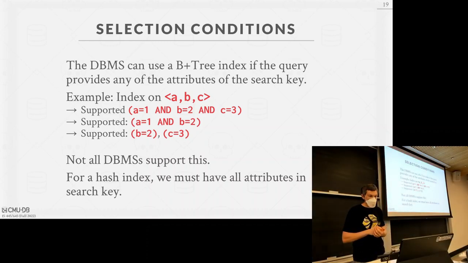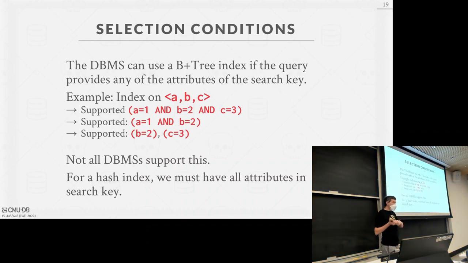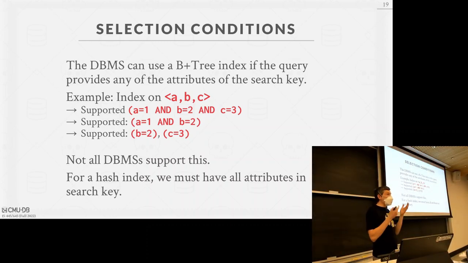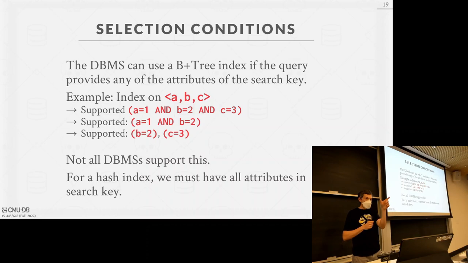A and B match. But then I also can do suffix lookups as well, where I can have just B or just C or just B and C without A, and I can still do that lookup. Now, that last one's kind of tricky, and not everyone supports that one. But in general, you have to have all the keys to do the lookup. You can have either equality predicates or range predicates on some of the keys. But not having the first set of keys in your list of attributes, again, not everyone supports that.